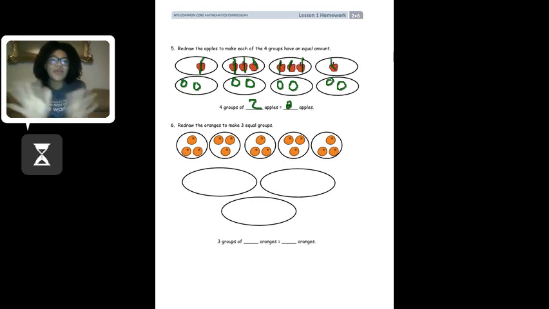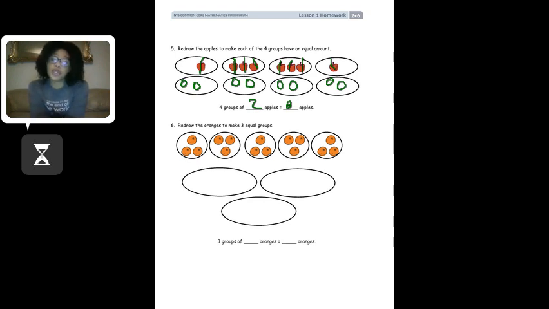All right, boys and girls, so we're on our last question of the day. We're going to finish up our last objective, which was to complete our homework. And number 6 says, redraw the oranges to make 3 equal groups. So I think I want to make 3 jugs of orange juice this time.